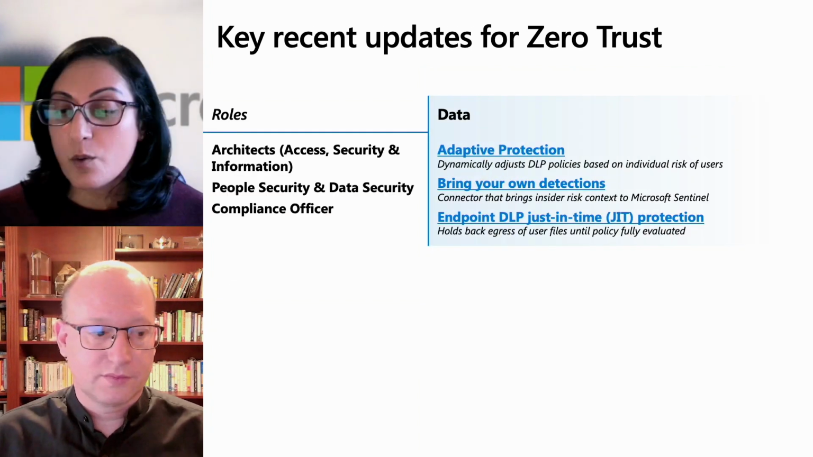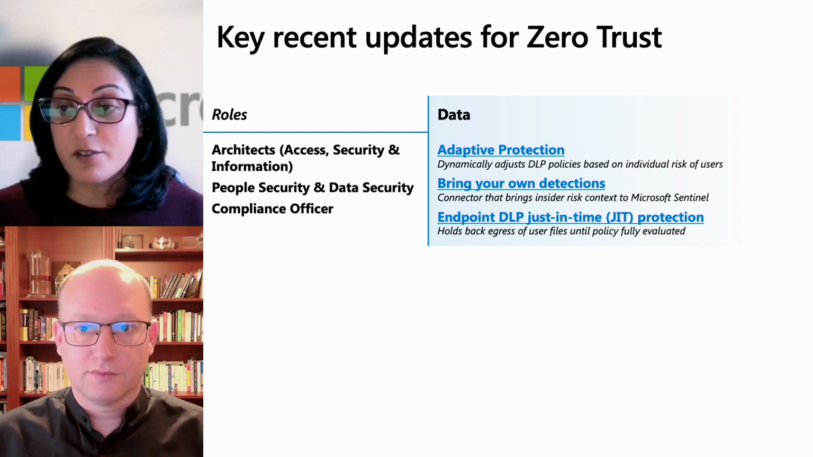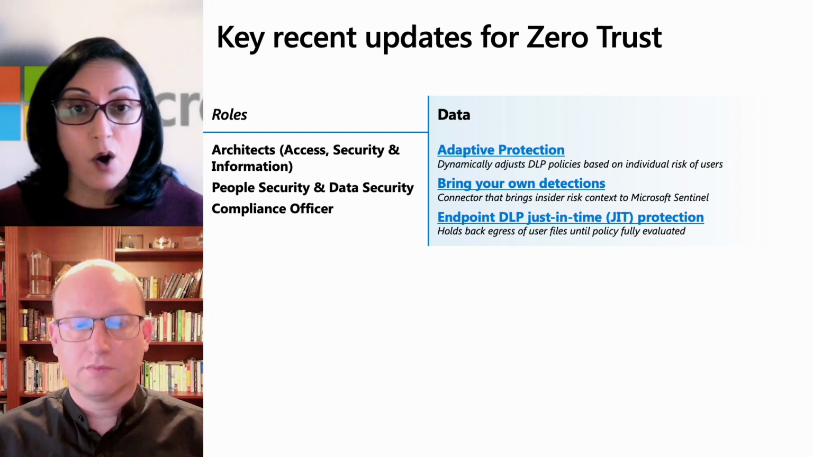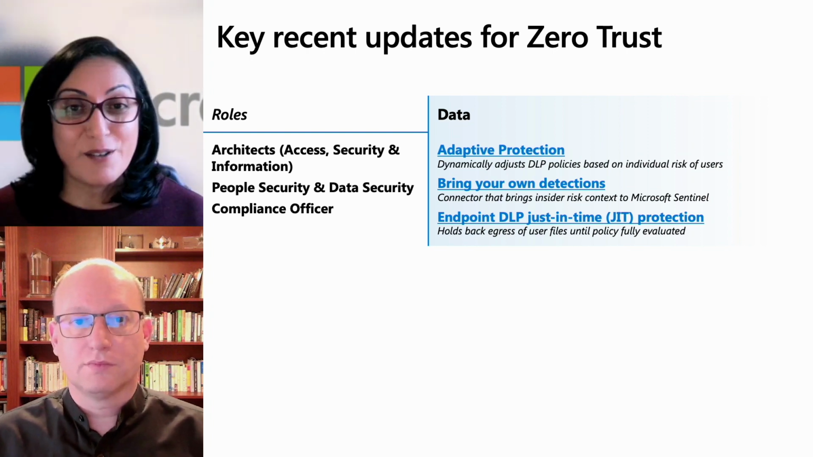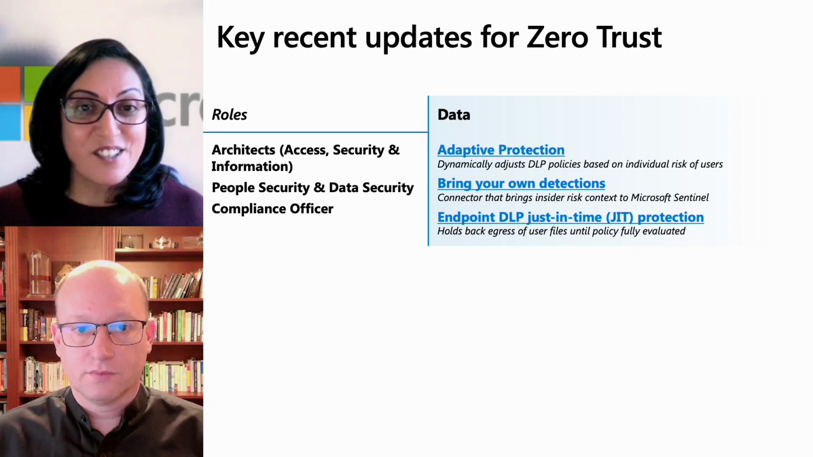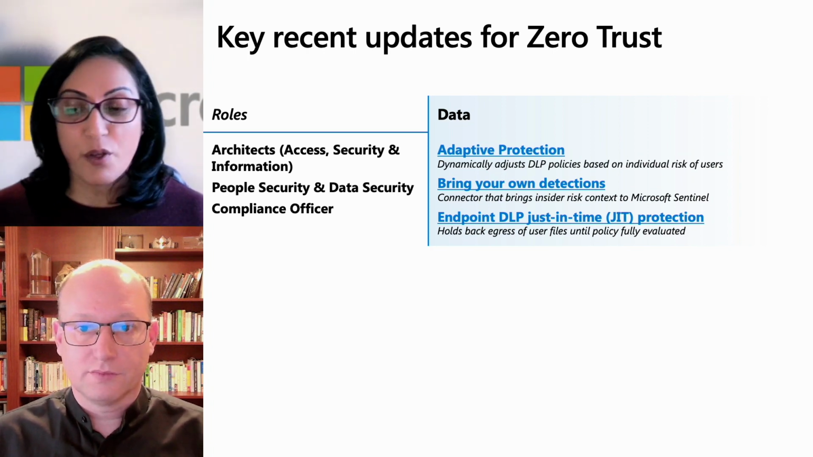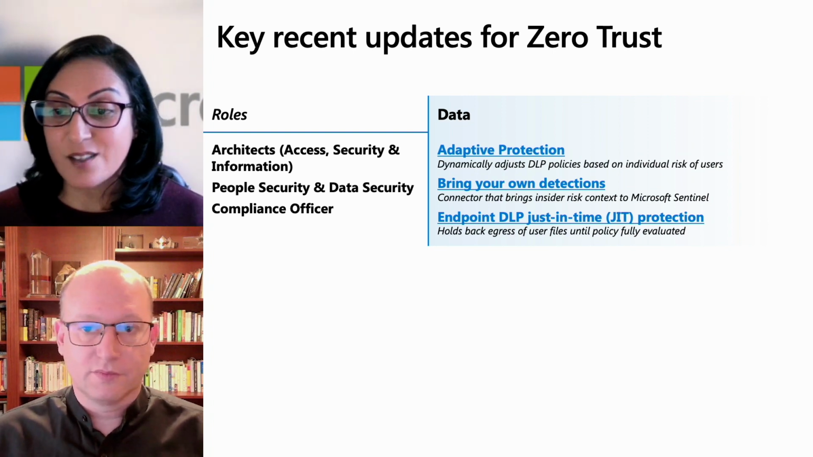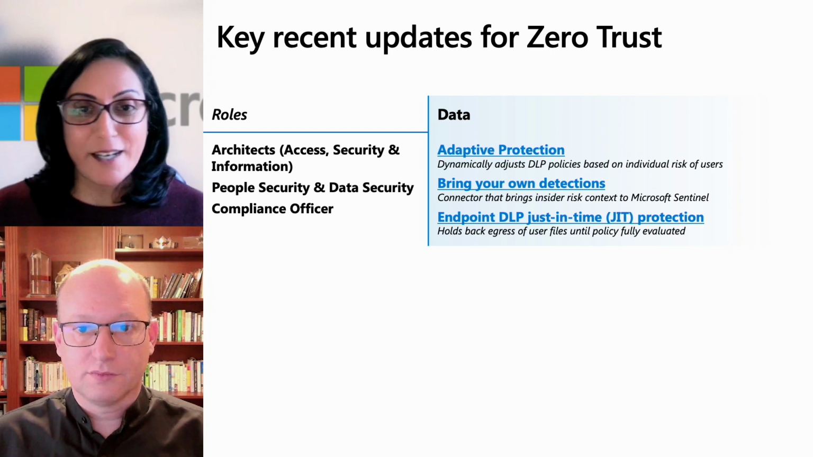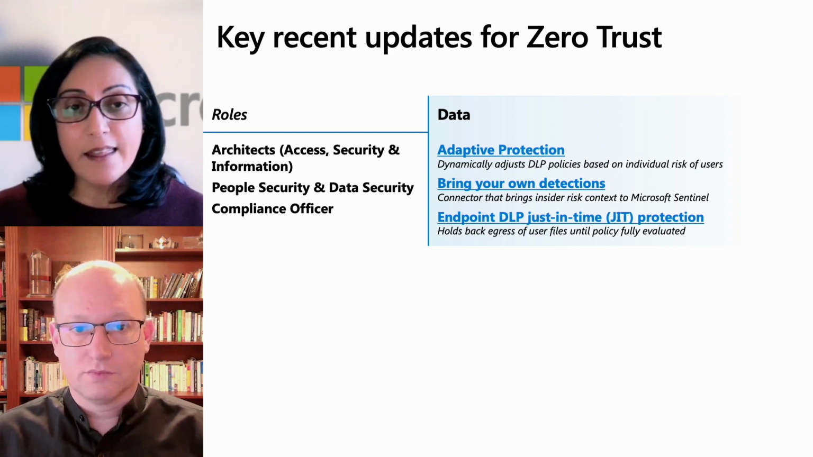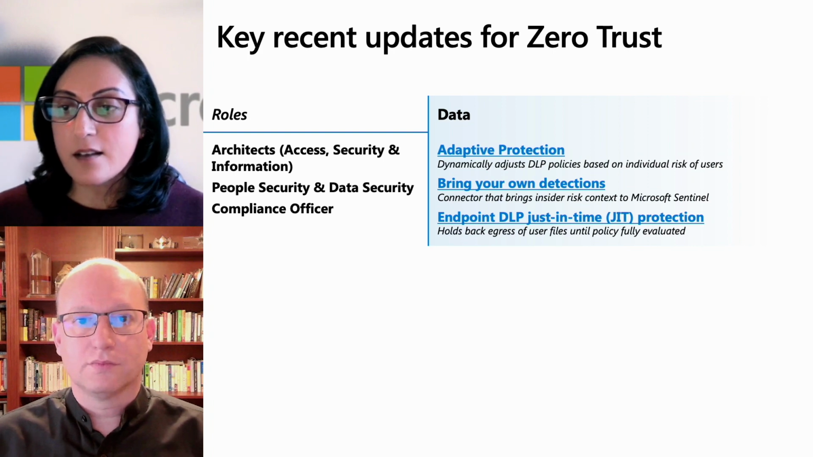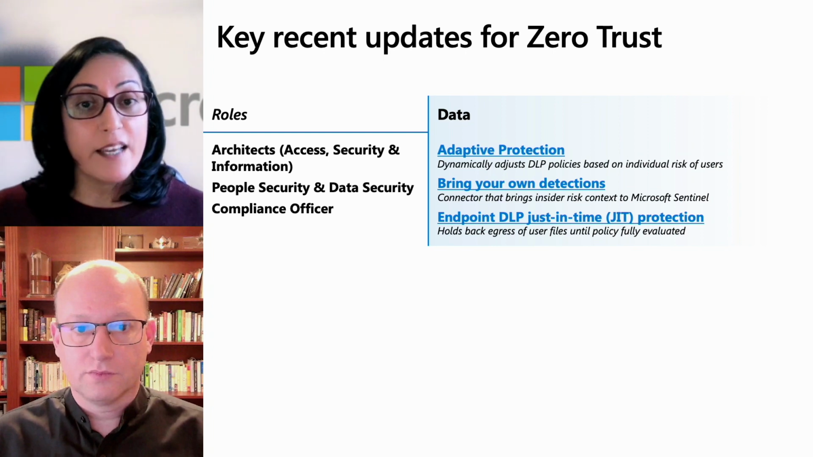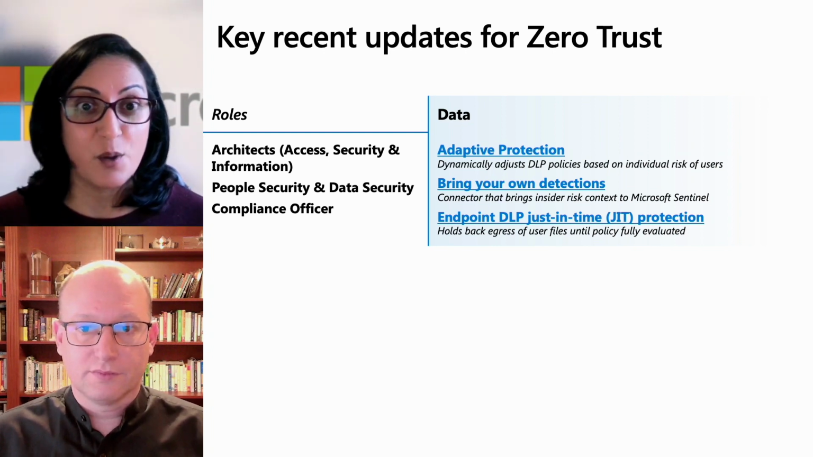So let's talk about data. One of the areas that we've been working on is adaptive protection. So what does that mean? It adjusts your DLP policies based on your user's individual risk. We also now have bring your own detections available. That's right, you can now bring in your third-party tools. We have a connector that allows awareness of insider risk context. So it could be your third parties, your non-Microsoft tools; you can now plug that in. And then we also have endpoint DLP just in time. It holds back access to the user file until the policy has fully evaluated that an individual actually has access to it.